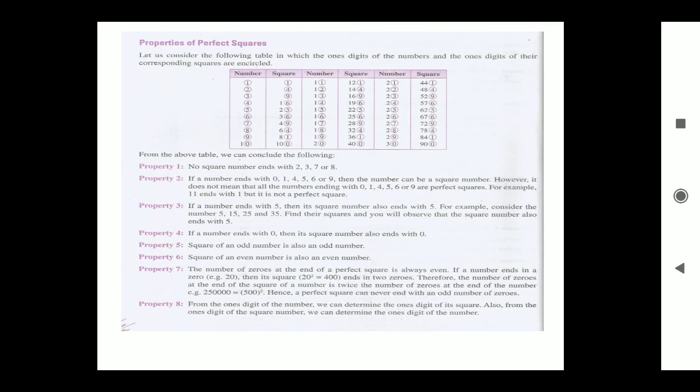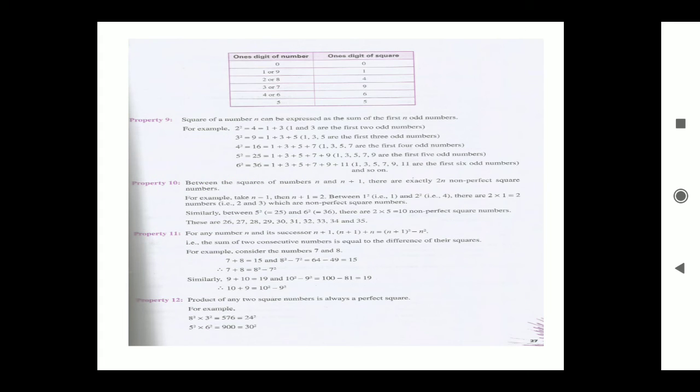In the previous class we already talked about properties of perfect squares. Now we have to start from property number 9. The square of a number can be expressed as the sum of the first n odd numbers. 2 squared is 4, that means 1 plus 3. 3 squared is 9, that means 1 plus 3 plus 5. 4 squared is 1 plus 3 plus 5 plus 7. 6 squared is 1 plus 3 plus 5 plus 7 plus 9 plus 11, which is 36.